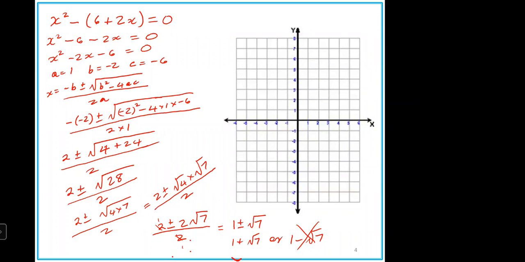But because the question asks you to find the number, it says twice a positive number, so it would have to be just this one. Okay, but if they didn't specify the positive result, then you would have to give both. So that's the answer for question number 81, I think that is, yeah.